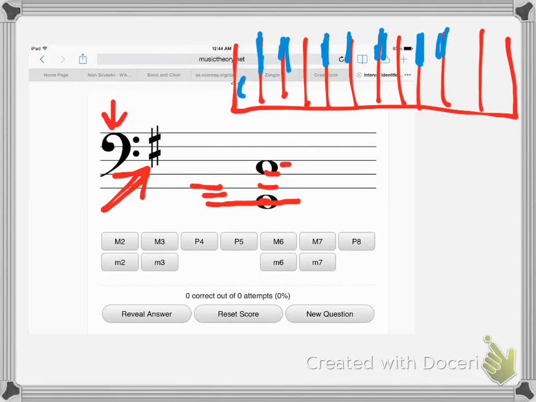To the left of the group of 2 is a C. So C, D, E, F, G, A, B, C, D, E. You can keep going. So we're starting on an E, and we're going up to a C. Let's get another color so that it's a little bit easier to see. Yellow. Okay, so here we go. We're on an E. 1, 2, 3, 4, 5, 6, 7, 8. Since it's 8 half steps and not 9, we know that it is a minor 6th.